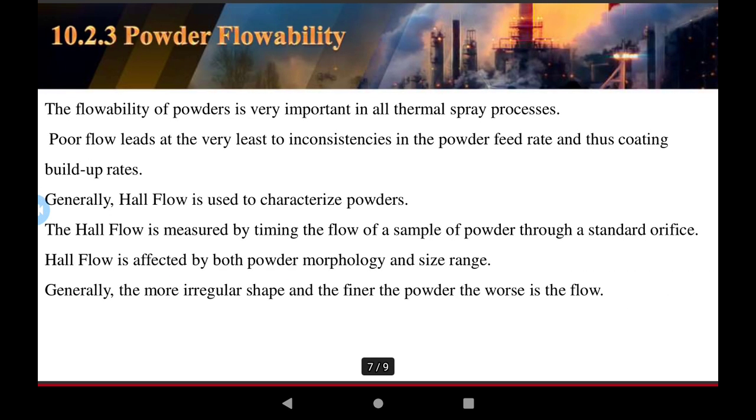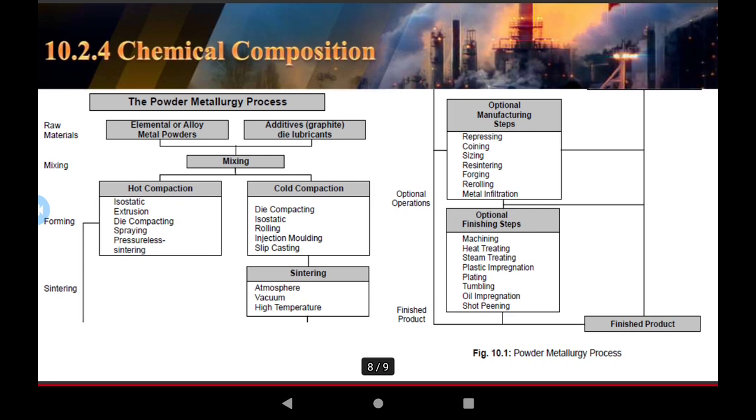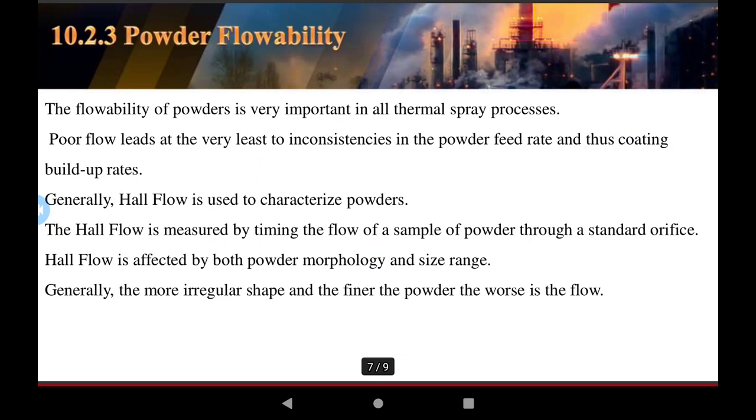The powder flowability is very important in all thermal spray processes and applications of the powder material. Poor flow leads to inconsistency of the powder feed rate or the coating build rate of the materials.